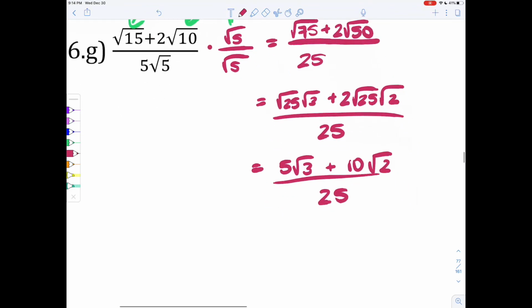And now to decipher if I'm able to reduce or simplify further, I'm looking at all of my whole numbers, 5, 10, and 25. Do they have a common factor? Yes, they do. They are all divisible by 5. So my first term just becomes root 3. My second term becomes 2 root 2. And my denominator just becomes 5.